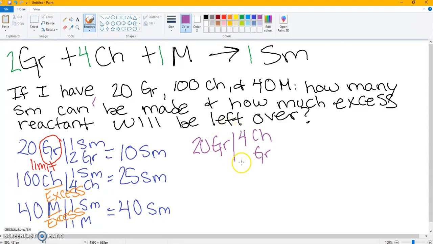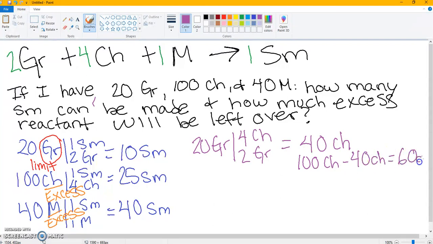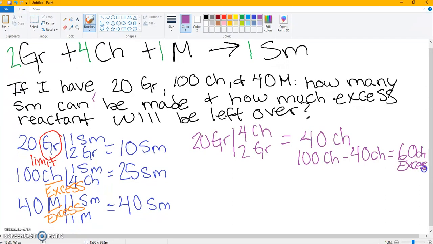I need 4 chocolates for every 2 graham crackers, which means that I have 20 times 4 is 80, divided by 2 is 40. So I'm going to use 40 chocolates. And then I do my initial. I started off with 100 chocolates. I subtract by 40 chocolates. And I have 60 chocolates left over in excess. So if you notice, because we used a more direct translation, we used pieces instead of grams, our numbers actually matched our last one, which will happen when you're doing your chemical reactions.